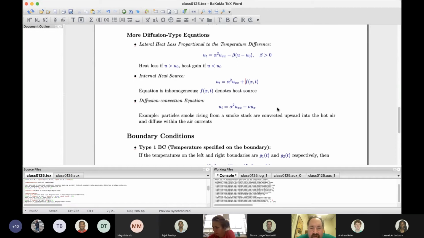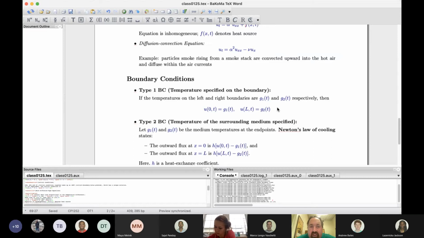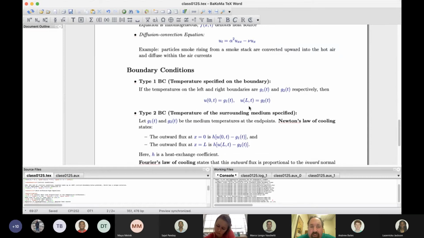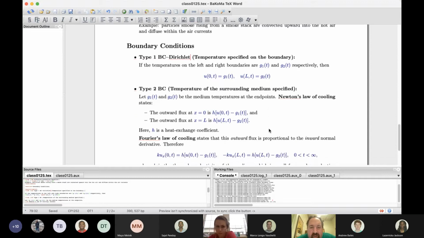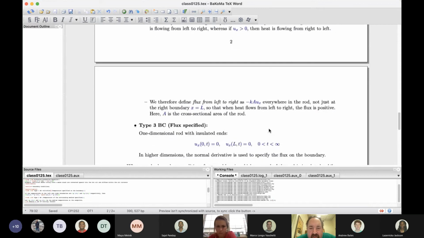Now I want to talk about variations on boundary conditions. The first type of boundary condition, which I want to mention the name of, is called Dirichlet boundary conditions. This is where the solution is prescribed to have certain values at the boundary points. These could be any functions of time, but they don't have to be constant.